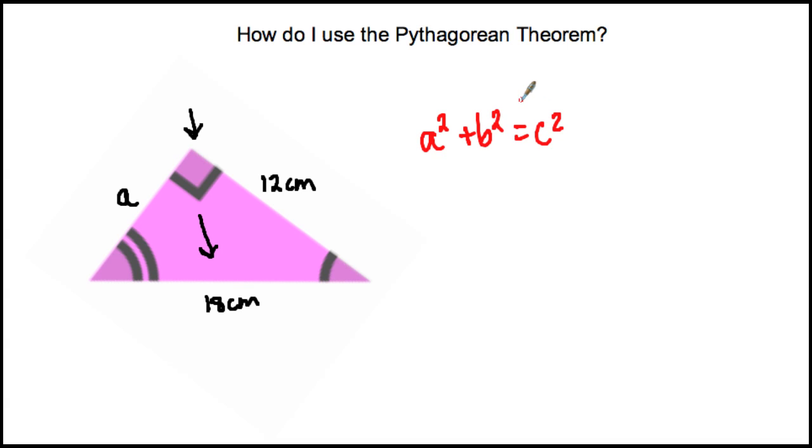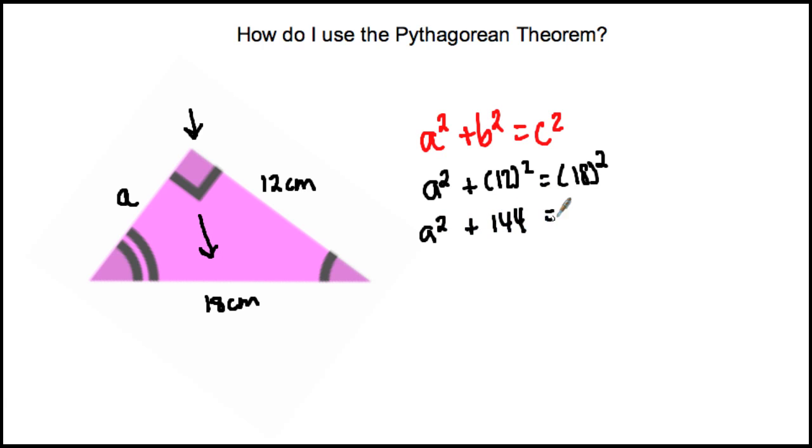Let's substitute in our values again. For a squared, I don't know what it is, plus b squared, 12 squared, equals c squared, 18 squared. Remember, do some simplifying before I start solving. So a squared stays the same. 12 squared is 144, and 18 squared, I believe, is 324. Now I'm into my equation solving mode, and you can see I get a couple of steps this time.